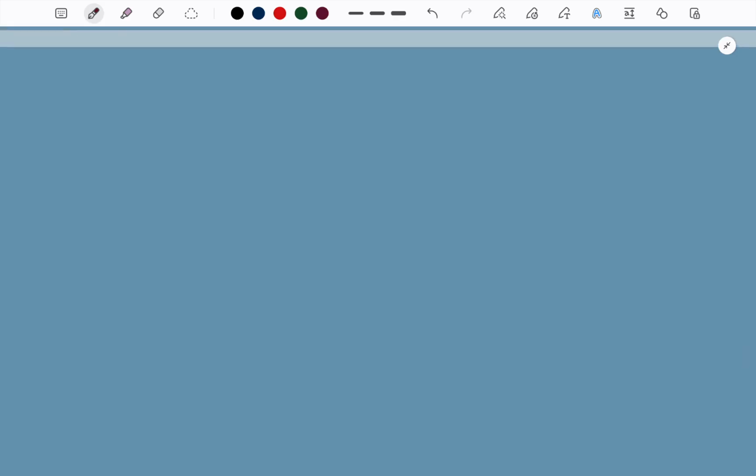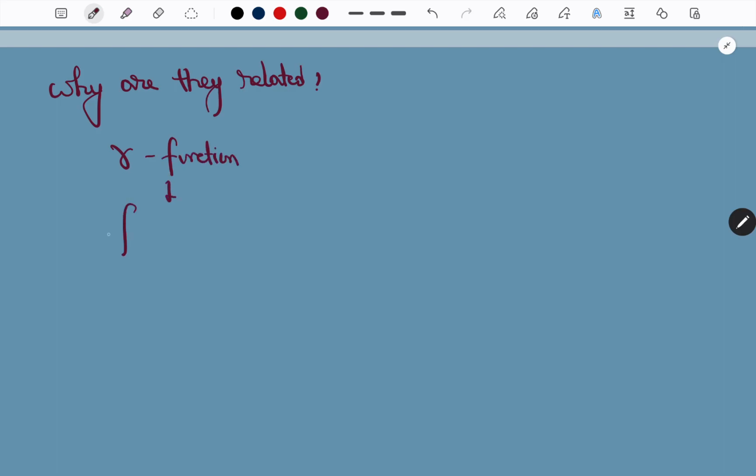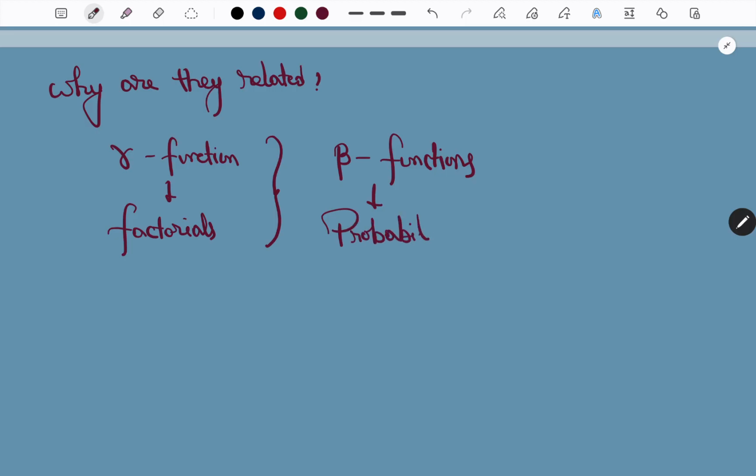Now, why are they related? The question says, why are they even related? Actually, both deal with integrals and factorials, but they solve different problems. For example, the gamma function generalizes factorials, that is for real numbers except for negative integers, but beta function combines probabilities.